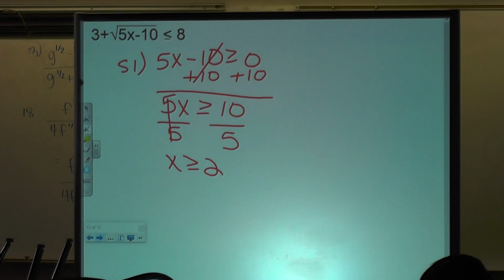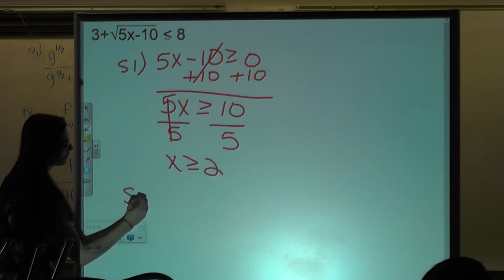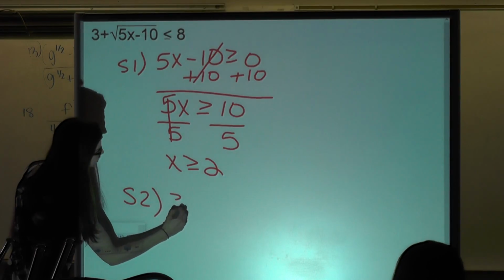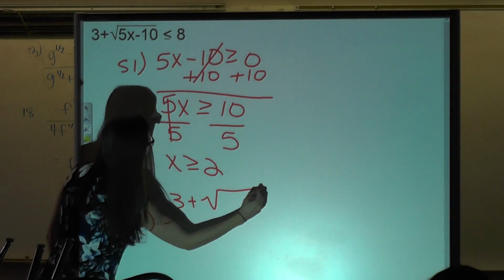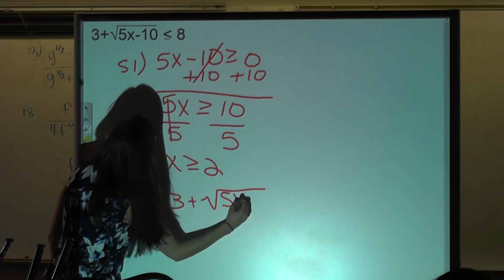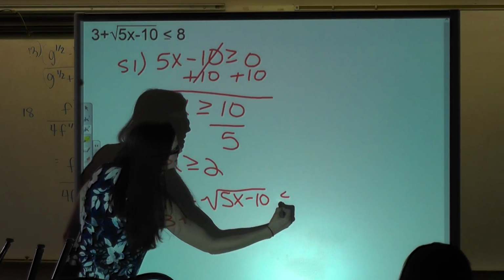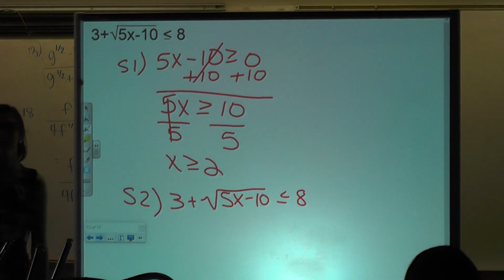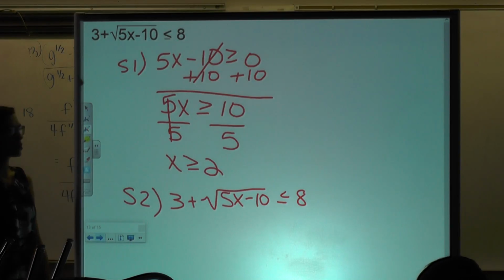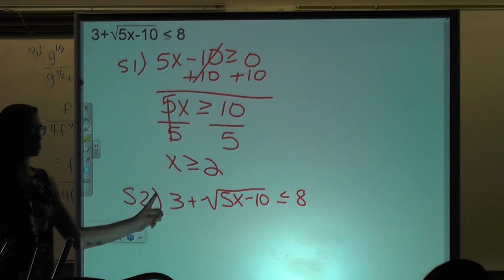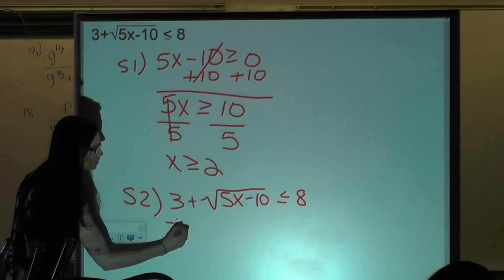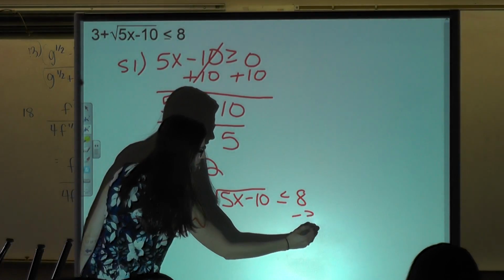Step 2, you're actually going to solve it. So we have step 2. You'll solve 3 plus the square root of 5x minus 10 is less than or equal to 8. First thing you have to get rid of is this 3. To do so, you're going to subtract 3 from both sides.